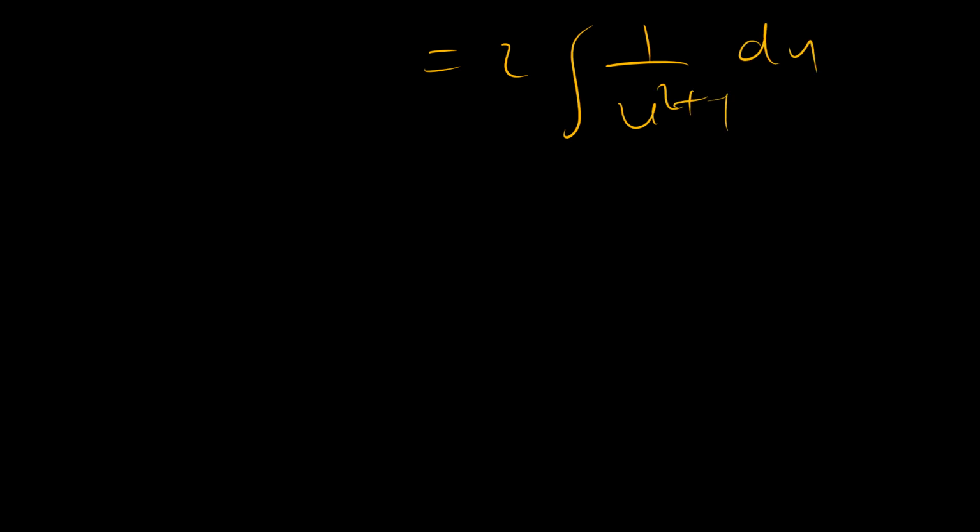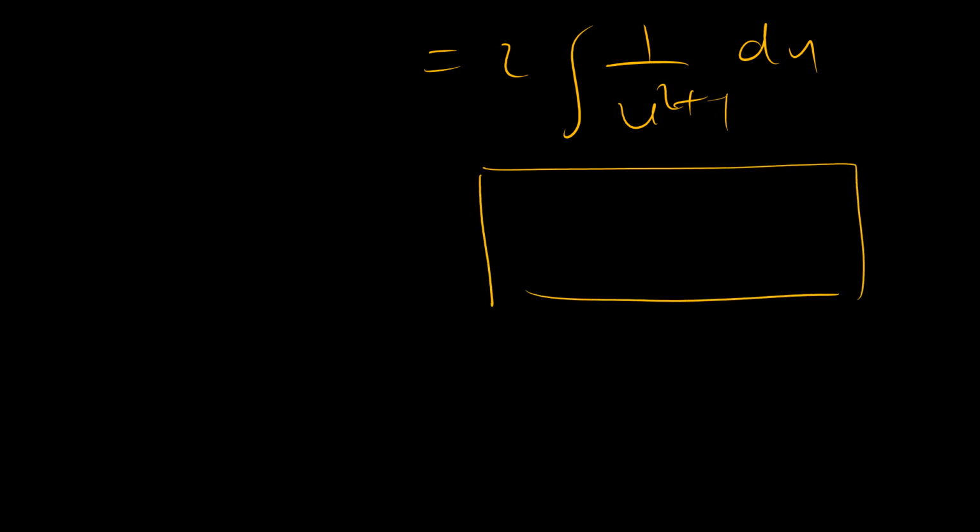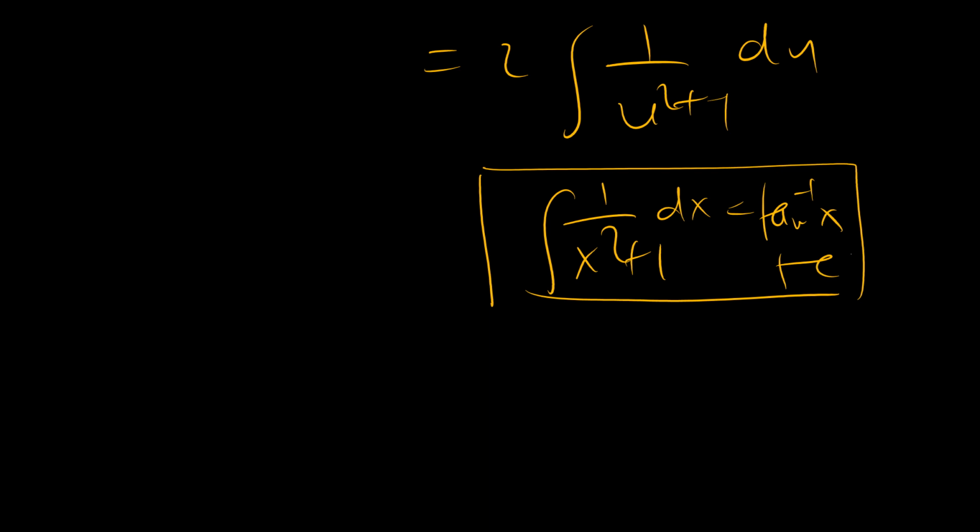For those of you who are familiar, we know that when we're integrating 1 over x squared plus 1 dx, we know this to be arctangent of x plus the integration constant. So using this formalism, we know now that our integration is arctangent of u plus c.